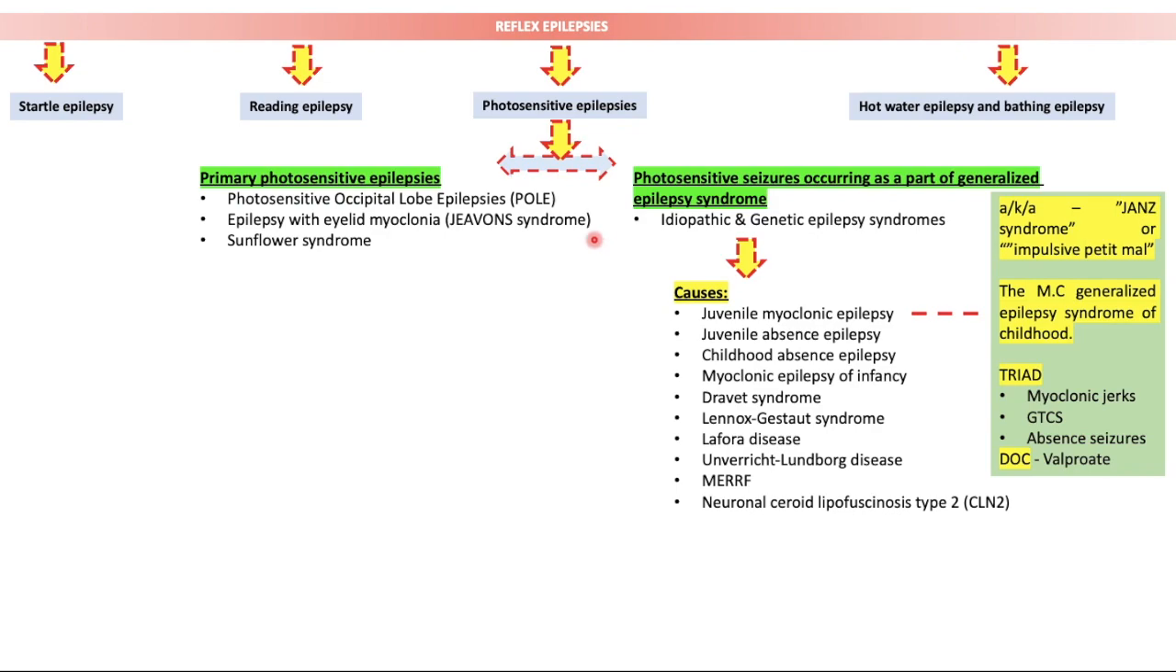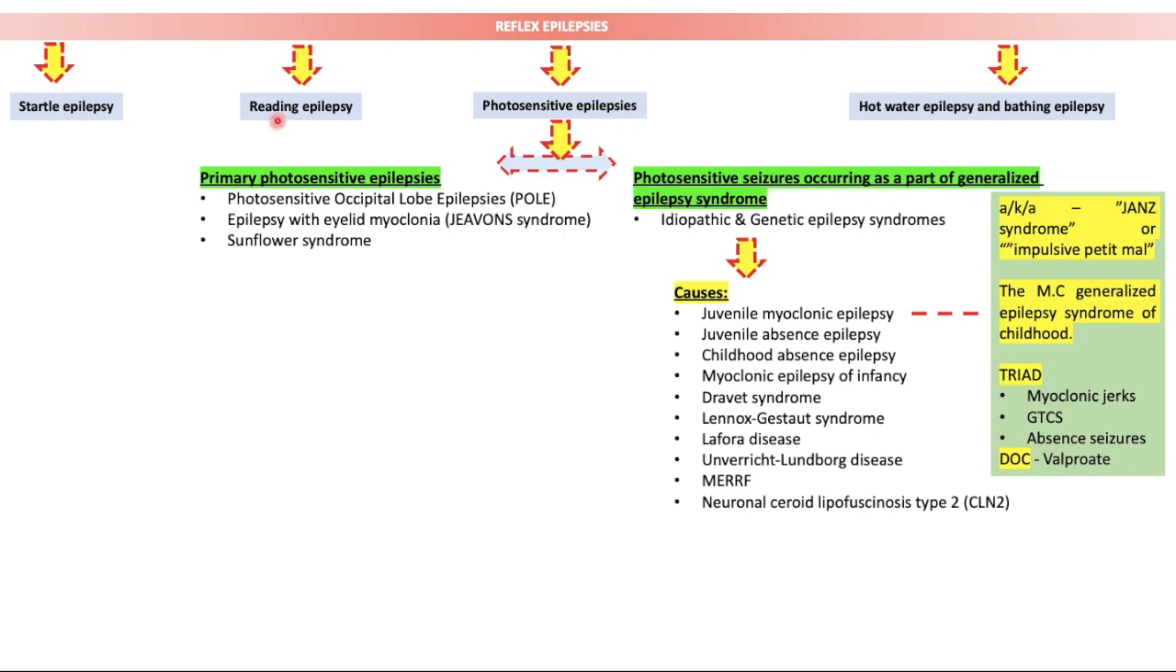And what is startle epilepsy? Here, any unexpected sensory stimulus can cause a startle response. Normally all of us startle when we suddenly get exposed to an unexpected stimulus. In startle epilepsy, a reflex epilepsy, an unexpected stimulus can trigger a startle followed by GTCS or convulsions. That is called startle epilepsy.